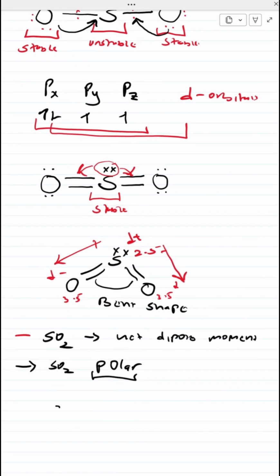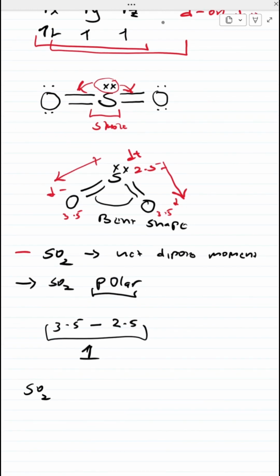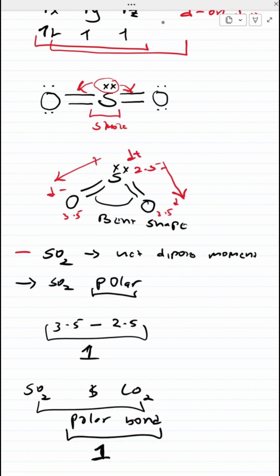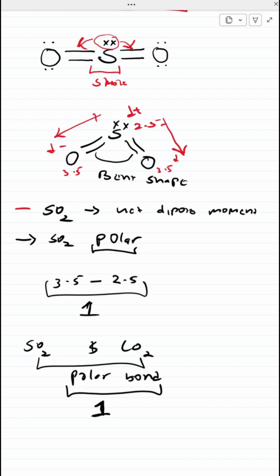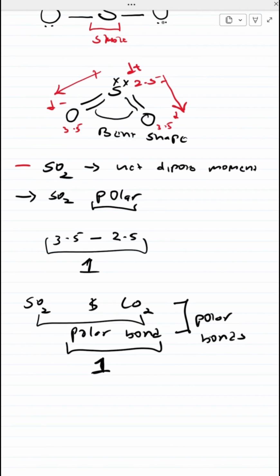If you get the difference in electronegativity, you'll realize that it is 3.5 minus 2.5, which is giving you 1. Therefore, we can conclude that sulfur dioxide and carbon dioxide both have polar bonds because of the electronegativity difference of 1. They have polar bonds between them, even though CO2 is nonpolar and sulfur dioxide is a polar molecule based on that analysis. Thank you very much.